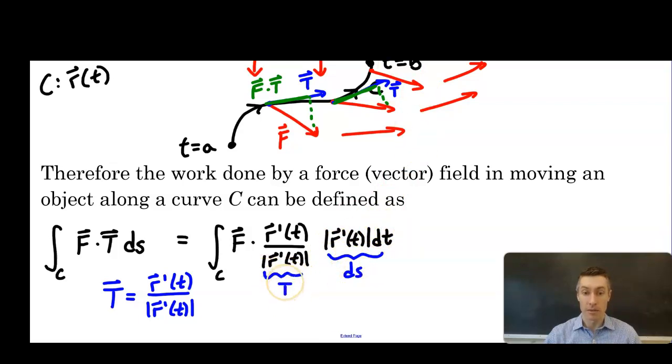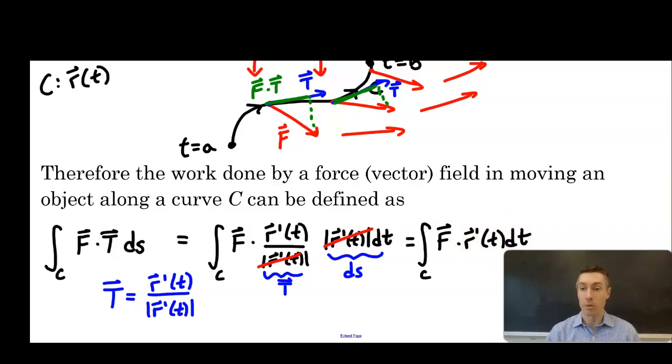This is T. And what you may notice is that the magnitude of r prime of t is going to simplify here. And that's going to leave us with the integral along C of F dot r prime of t dt. So now we have everything in terms of t and a much more condensed version. Really what this is telling us is to take the dot product of the vector field with the tangent vector r prime. Now notationally we can clean this up a little bit more.